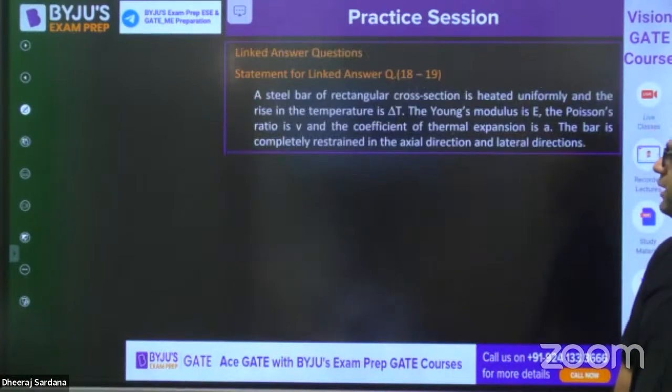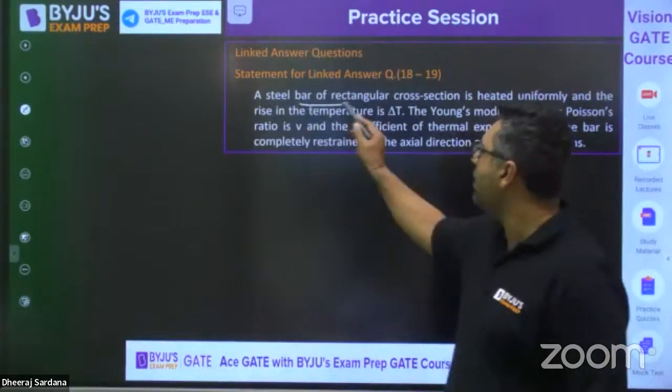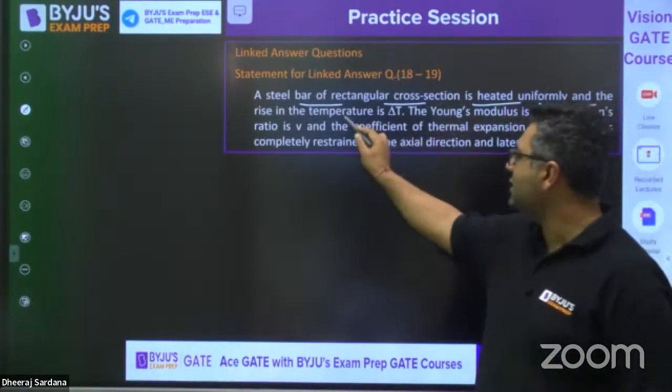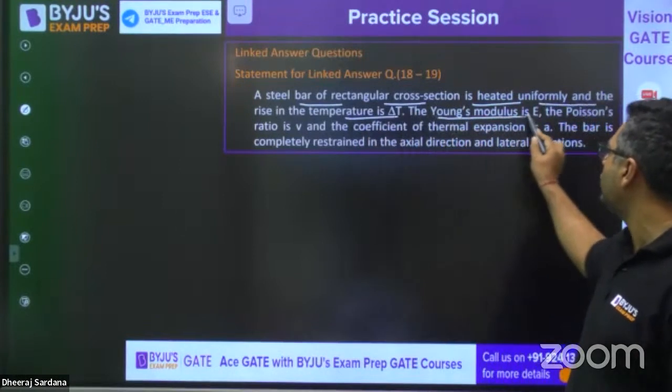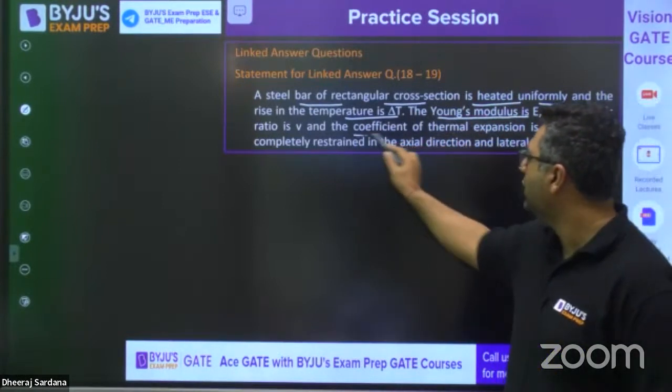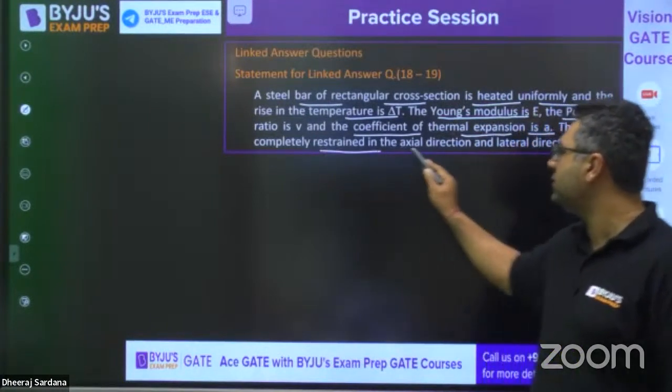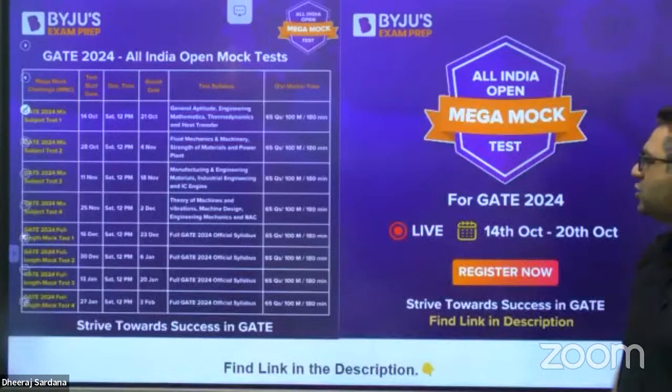Next question is question number 18. This is a steel bar of rectangular cross section is heated uniformly and the rise of temperature is delta T. The Young's modulus is E. The Poisson ratio is mu. The coefficient of thermal expansion is alpha. The bar is completely restricted in axial direction and lateral direction.